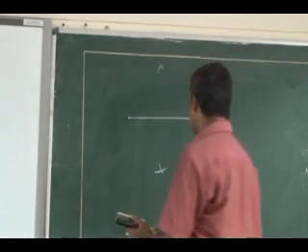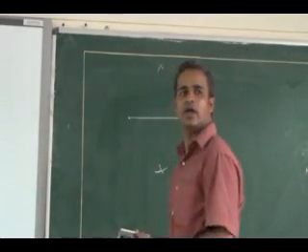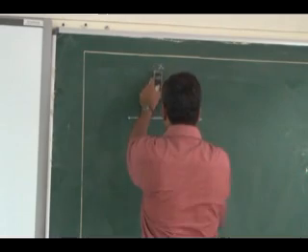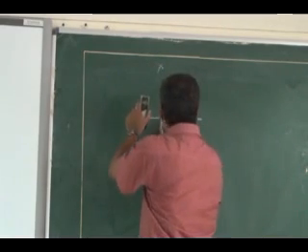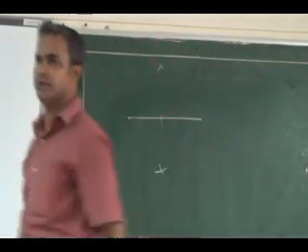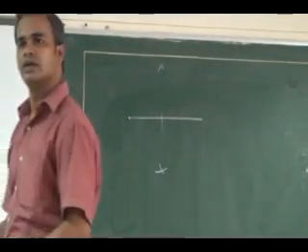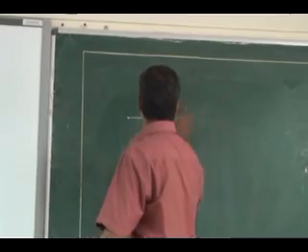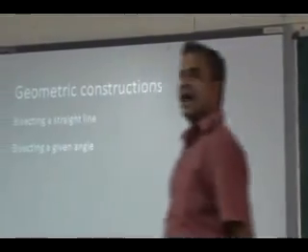The joining line you should not show all the way. You can keep your drafter joining these two intersections, and just where it intersects, you can get that location on the original line. Is it clear? Now similarly, the next one: how can I bisect a given angle?